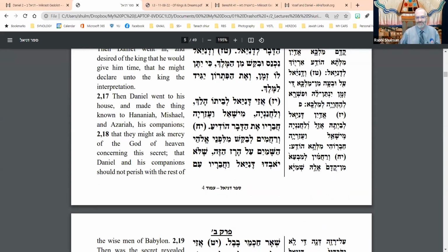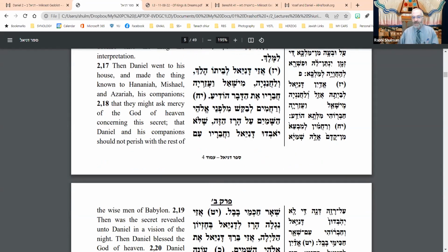Okay. Does Daniel have an inside track that we don't know, that he's going to be able to tell Nebuchadnezzar his dream? Yeah, it's called tefillah. Daniel goes to his house, and he told his friends what's going on.